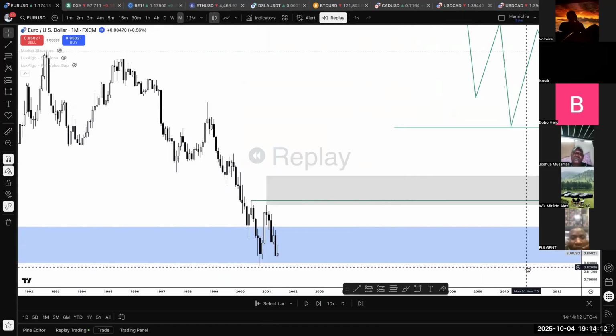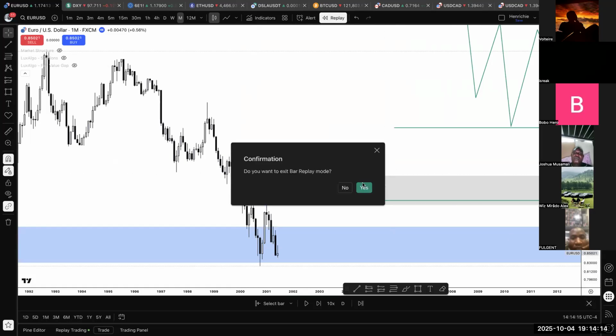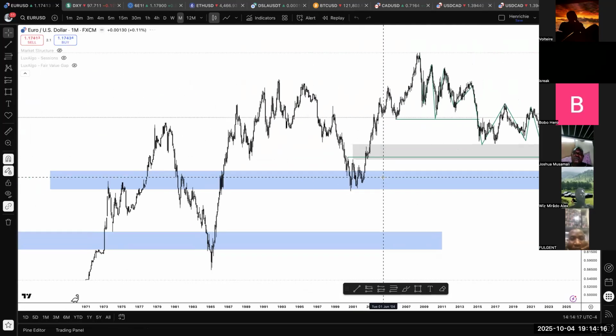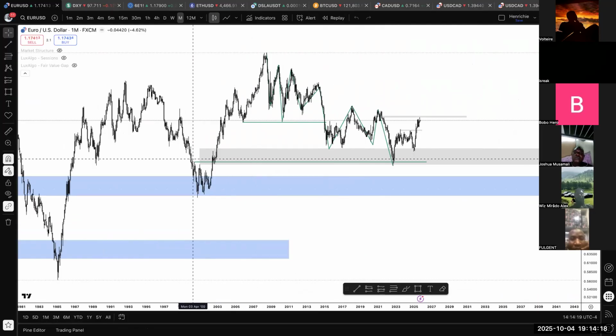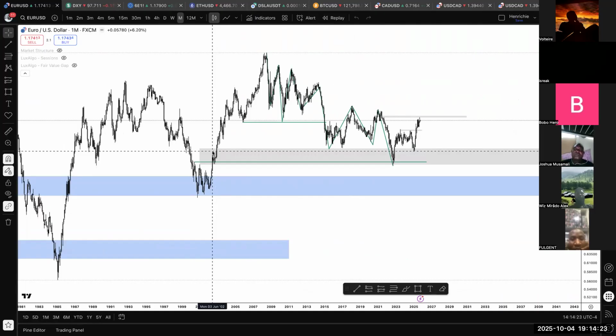So right there, let's take the indicator off. Right here, this is your lower high and this is your lower low. And you can see this was a clean break of structure. This was a clean retest.